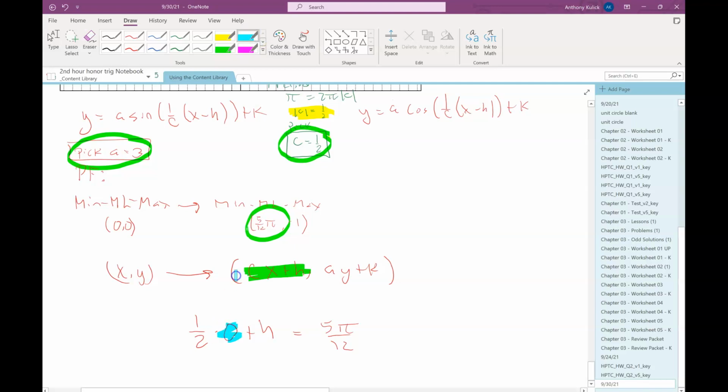Or is that X? Why are we only doing X? The reason is because we're trying to find H. The whole thing is we're trying to find H. So I don't care what's going on with the Y coordinate, because I've already figured out the A and I've already figured out the K. So it does not matter.